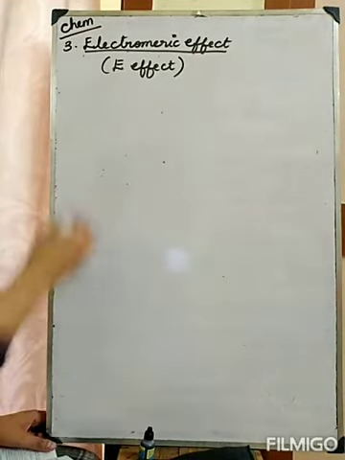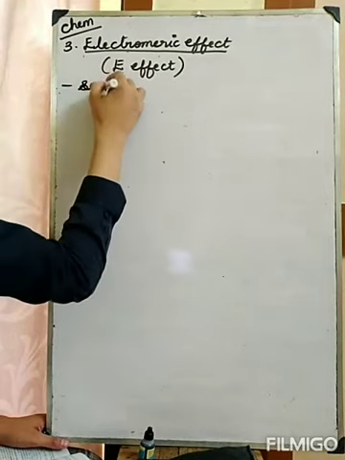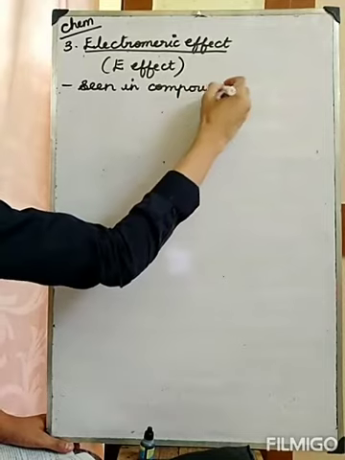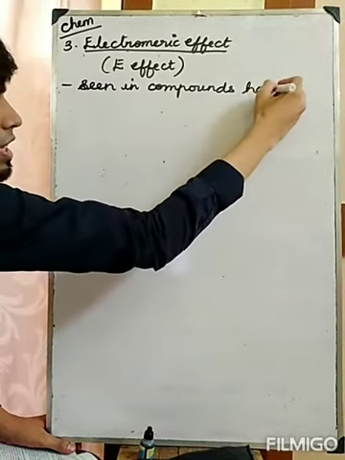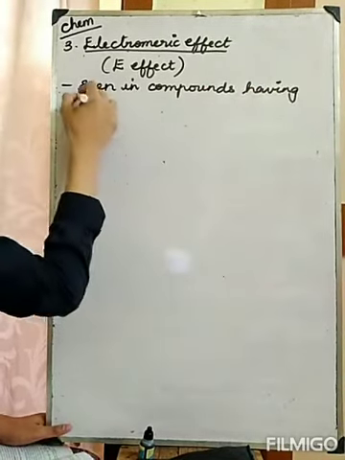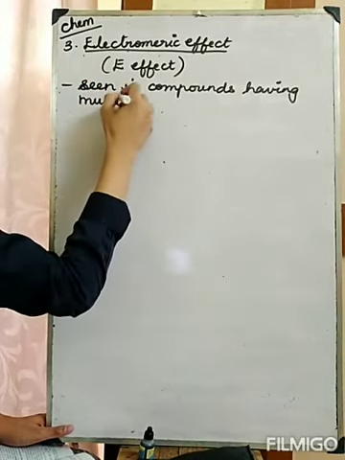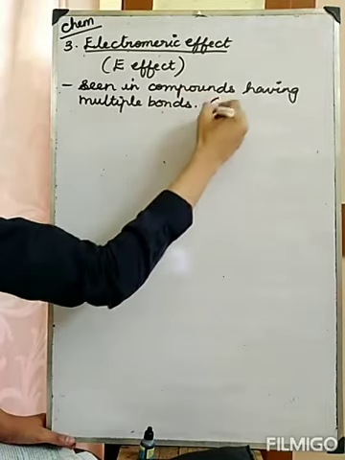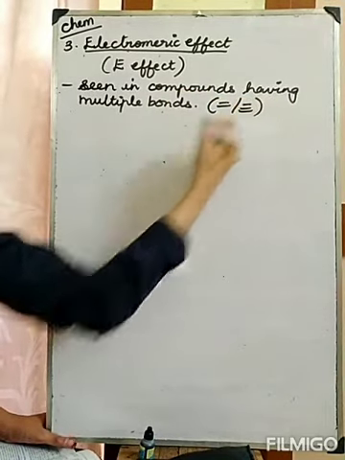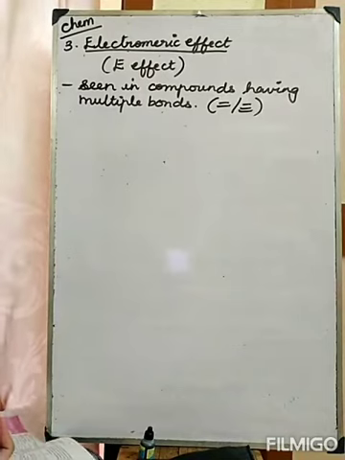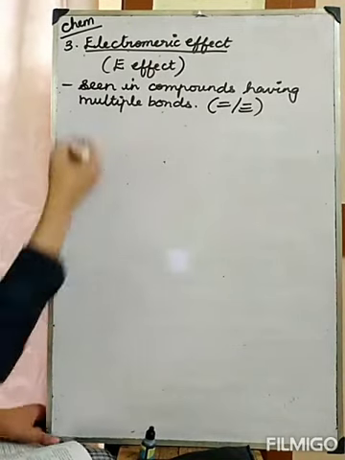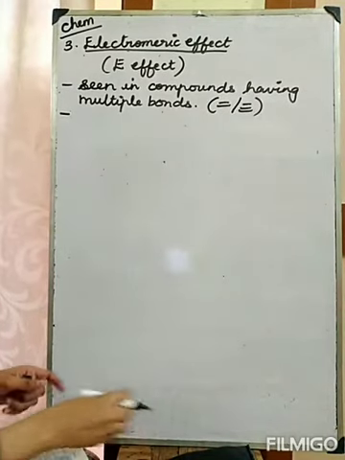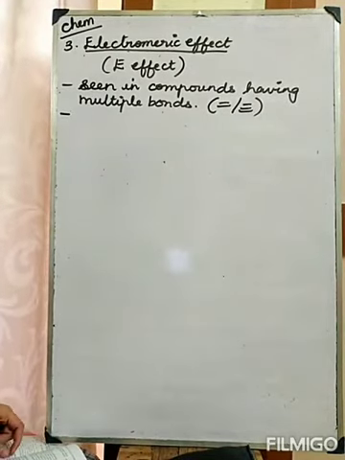Okay, so this electromeric effect, it is seen in the compounds which have multiple bonds. Multiple bonds means what? Compounds which are having double bond or triple bond. So this effect is seen only in the compounds which are having double bond or triple bond.